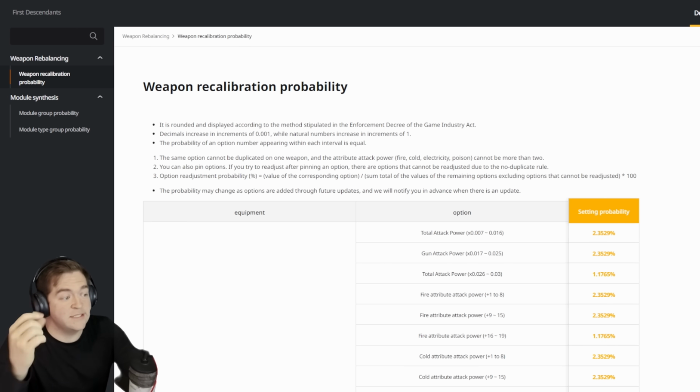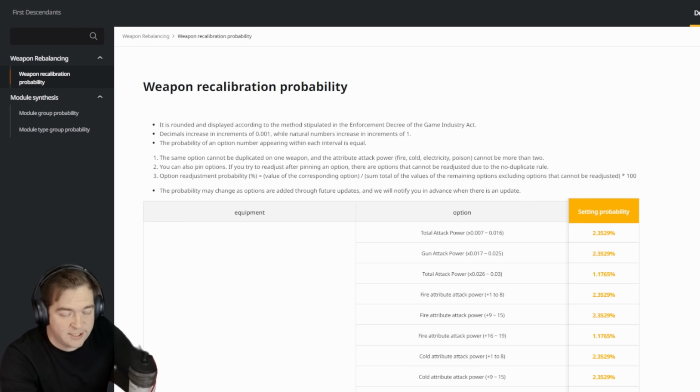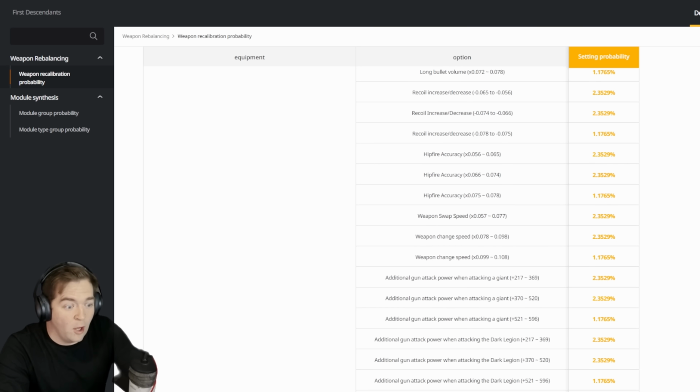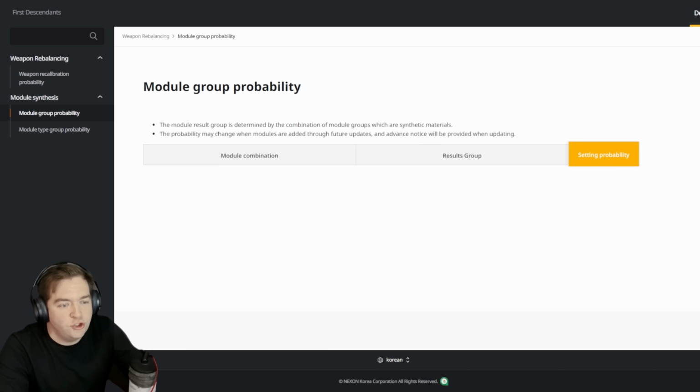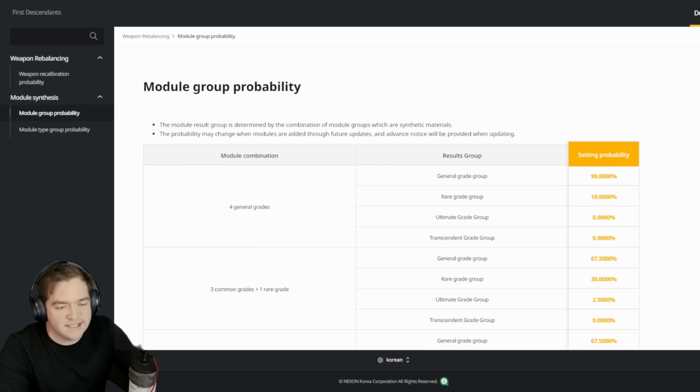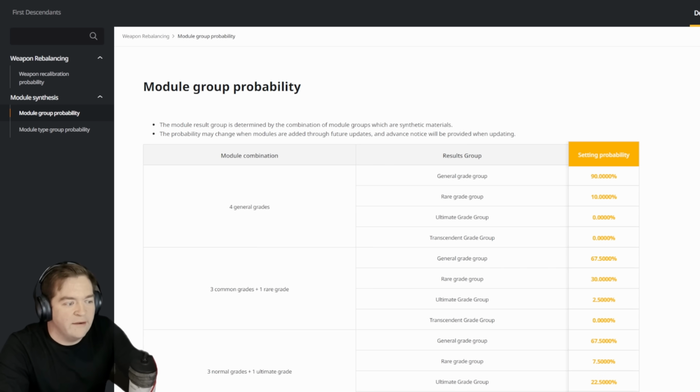The first thing you'll get is the weapon recalibration probability screen. This tells you the likelihood of all of your weapon rerolls. The second thing you will get is the module group probability, which is exactly what it sounds like. Whenever you combine four general grade modules, you have a 0% chance to get transcendent, ultimate, a 10% chance to get a rare, and a 90% chance to get a general. General are the little blue ones. And when I was doing my statistics, this is exactly what I came up with. So at least that portion is correct.